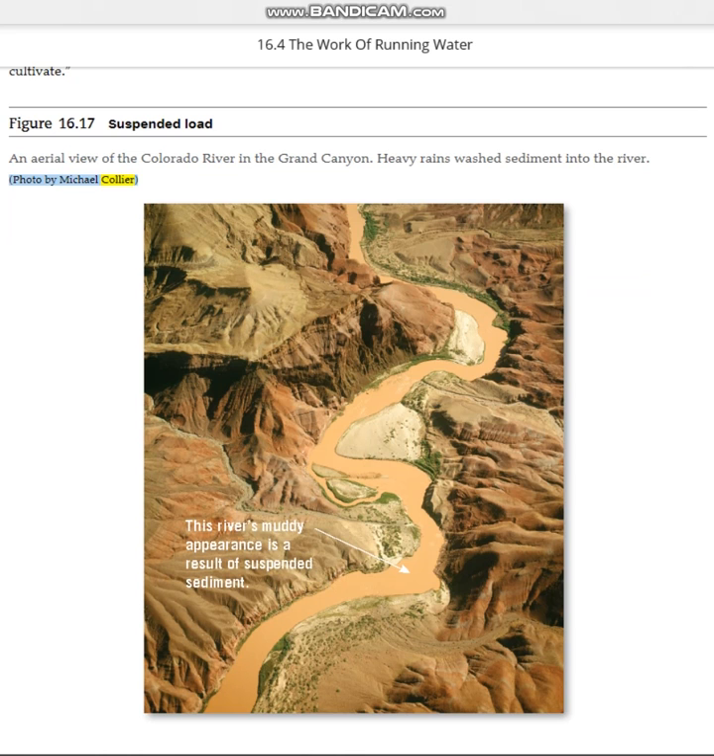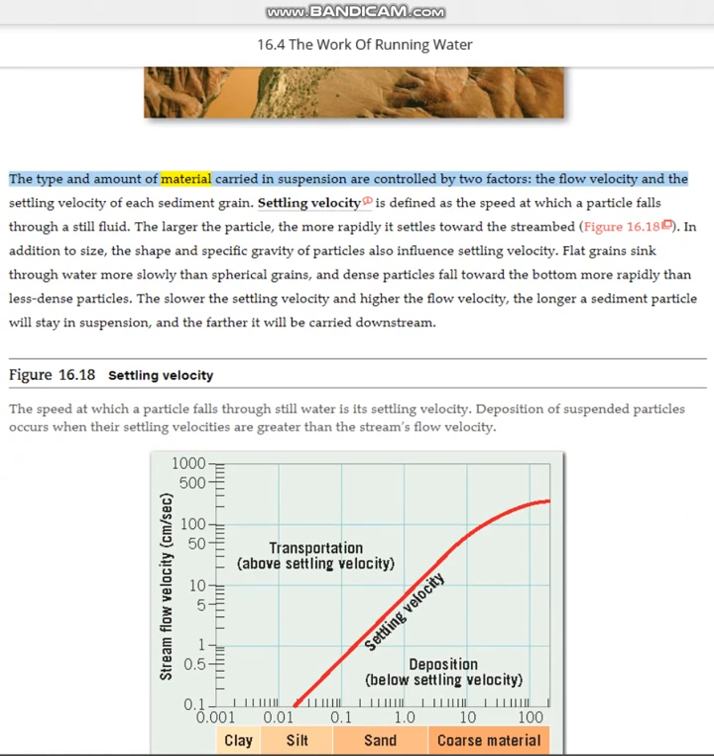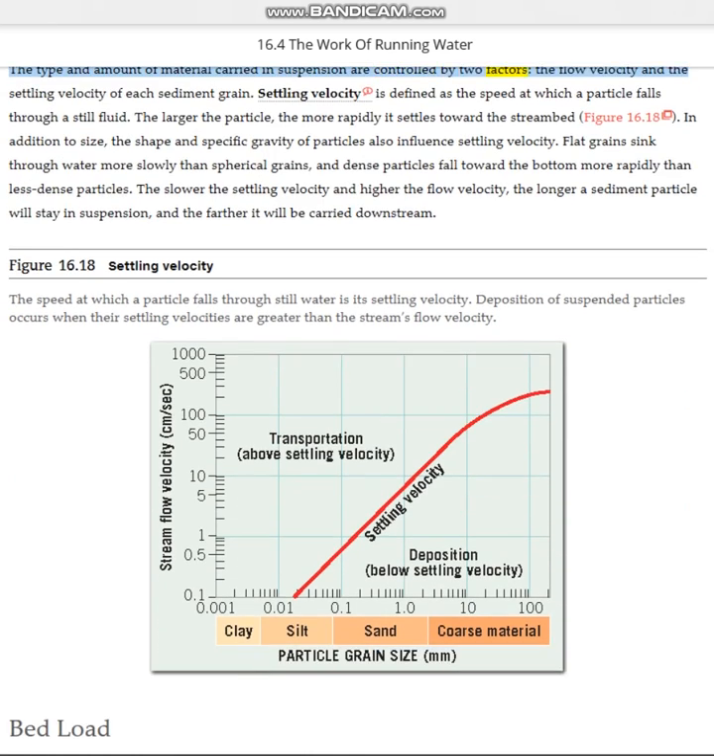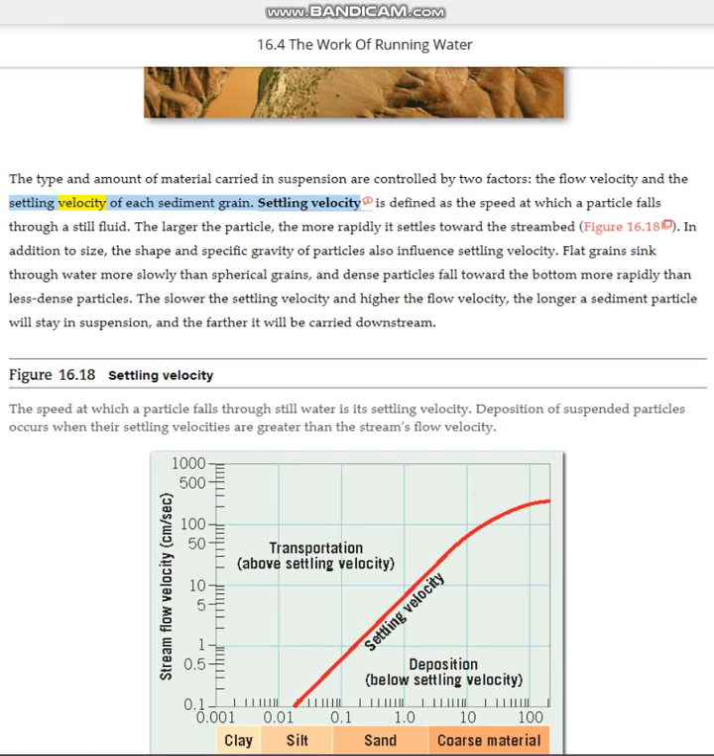Photo by Michael Collier. The type and amount of material carried in suspension are controlled by two factors, the flow velocity and the settling velocity of each sediment grain. Settling velocity is defined as the speed at which a particle falls through a still fluid. The larger the particle, the more rapidly it settles toward the stream bed, figure 16.18.